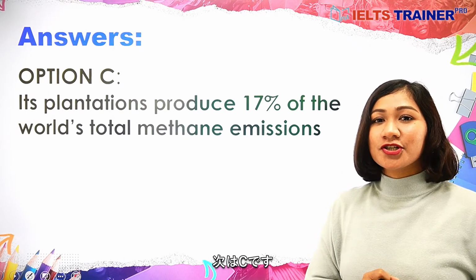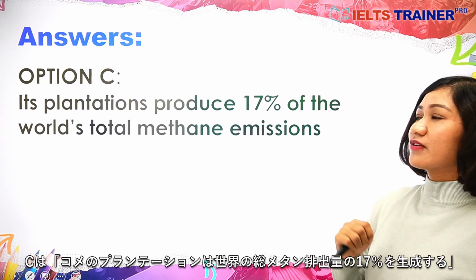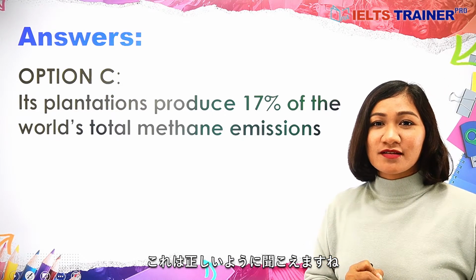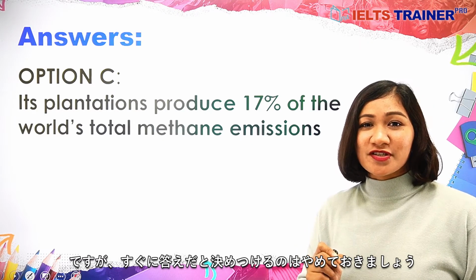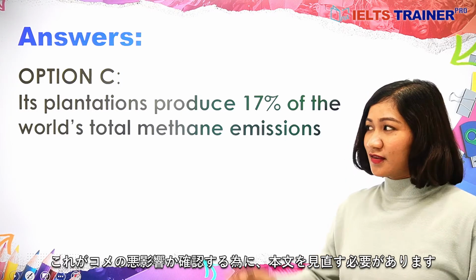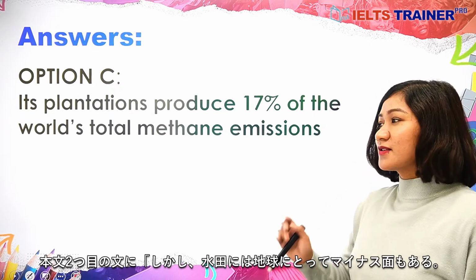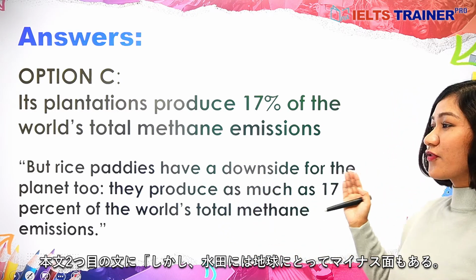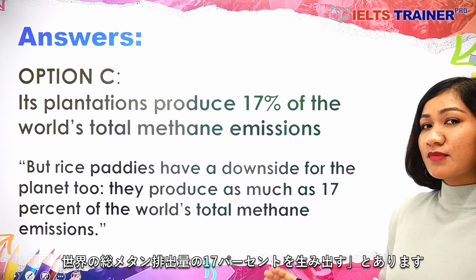Now it is time for us to look at option C. Option C says, its plantations produce 17% of the world's total methane emissions. This sounds just like what we need, but let us not get too complacent and immediately choose letter C. We still have to refer back to the text in order for us to make sure that this is the negative effect of rice. In the second sentence of the passage, it says, but rice paddies have a downside for the planet too. They produce as much as 17% of the world's total methane emissions.